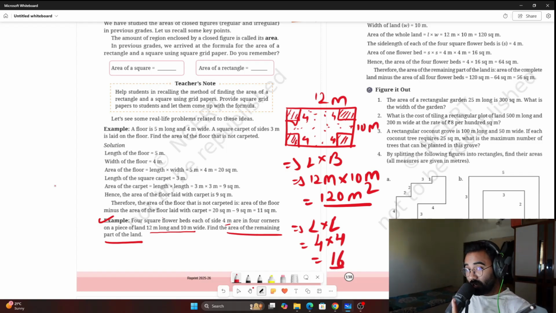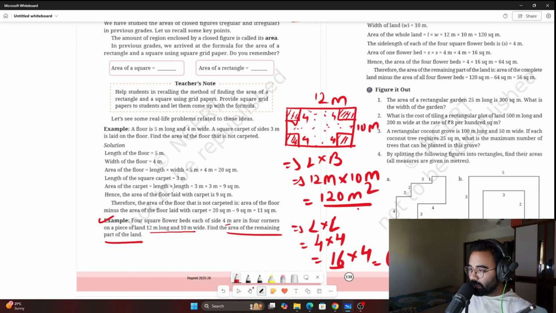Now the work is not done yet. How many such square flower beds do we have? 1, 2, 3, 4. So what should be the total area of 4 such squares? I'll multiply 16 multiplied by 4. What would that give you? That would give you 16 4s are 64 meter square.